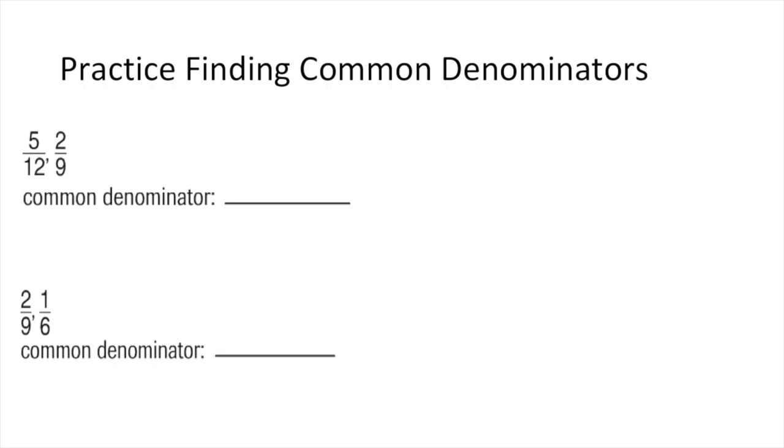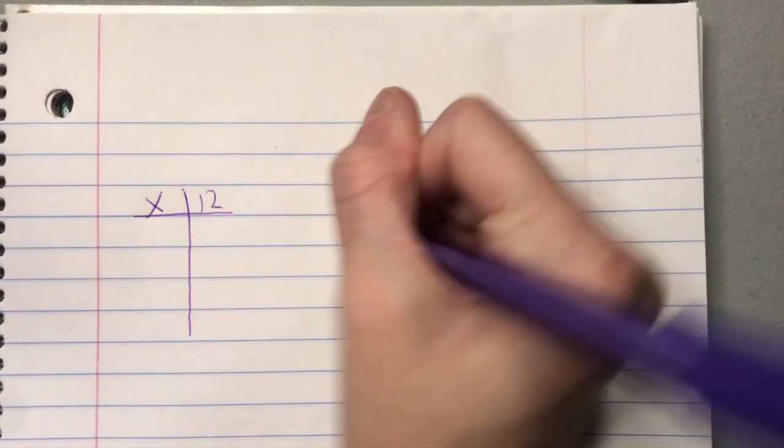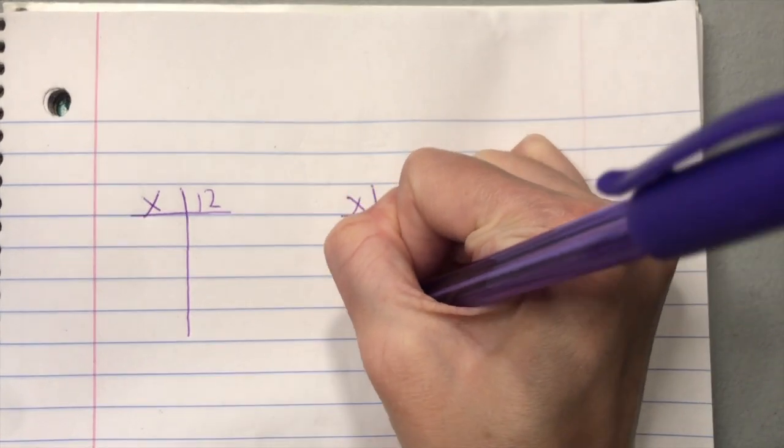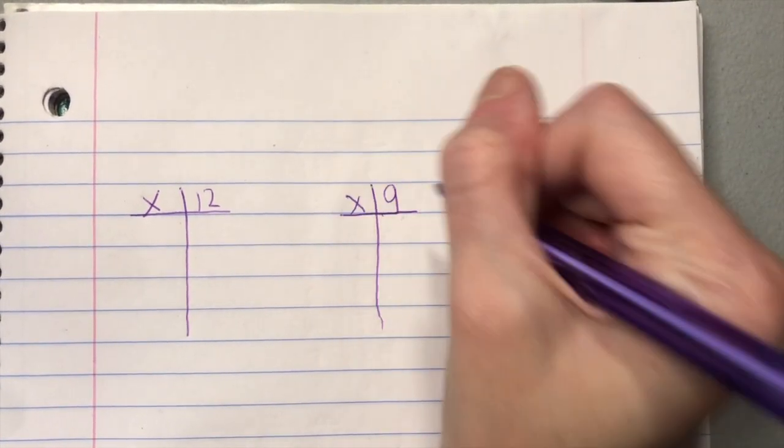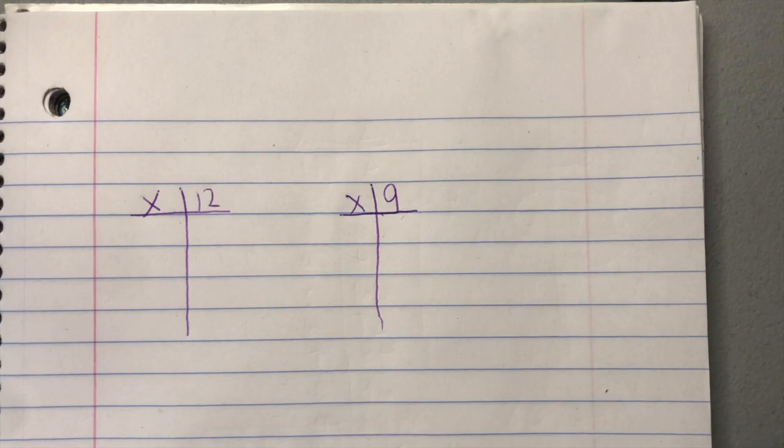So when I look, I see that the denominators are 12 and 9. So I'm going to make a T-chart for 12 and a T-chart for 9. And as soon as I get a number that is in common, I'm going to stop, and that's going to be what we call our least common denominator, and that's what we want. Now I'm not going to go all the way down yet. I'm just going to start little by little.